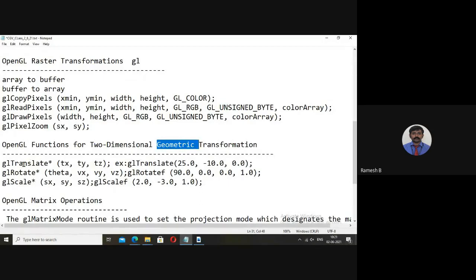Now everybody type me GL translate, GL rotate, and GL scale. Please type all these functions.